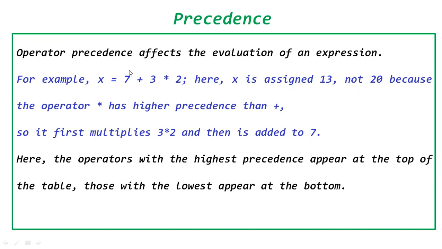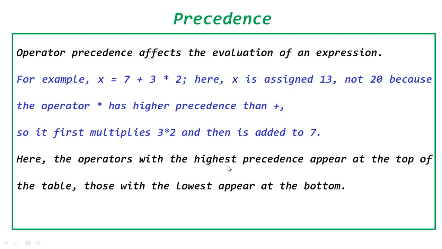Suppose I am adding first 7 plus 3. It will be equal to 10. Then multiplied by 2, the answer is 20. But this answer is wrong. Because as far as the operator precedence is concerned, multiplication comes first before addition. That's why 3 multiplied by 2, that is 6, comes first, then 7 is added to it, and the answer is 13, not 20, because the multiplication or star operator has higher precedence than the plus operator. So it first multiplies, that is 3 into 2, and then adds 7.